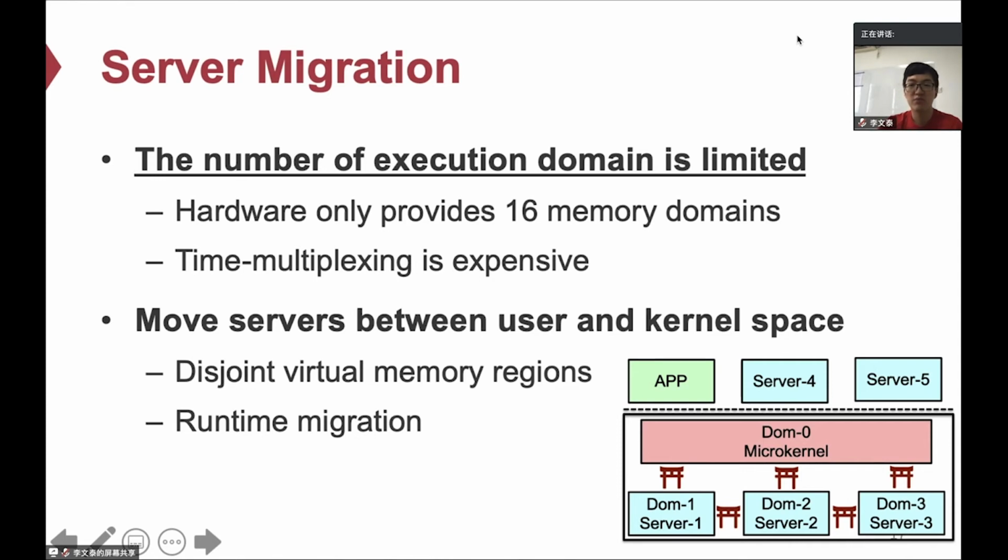Therefore, UnderBridge enables server migration, which can dynamically move servers between user and kernel space. To ease the migration procedure, the microkernel aligns disjoint virtual memory regions for different system servers. Whether running in an execution domain or in a user process, a server always uses the same virtual addresses. According to either online or offline profiling, UnderBridge can run frequently used or performance-critical servers in kernel space, while accommodating other servers in the user processes.